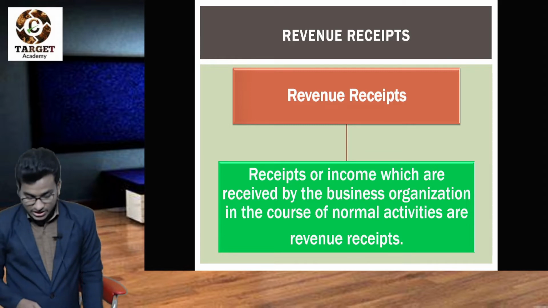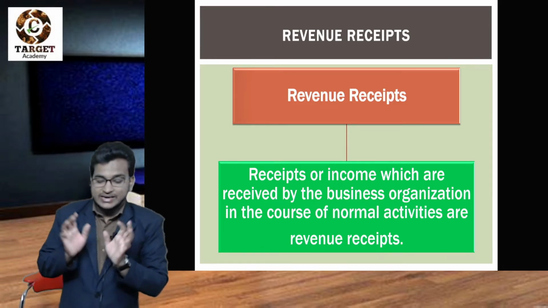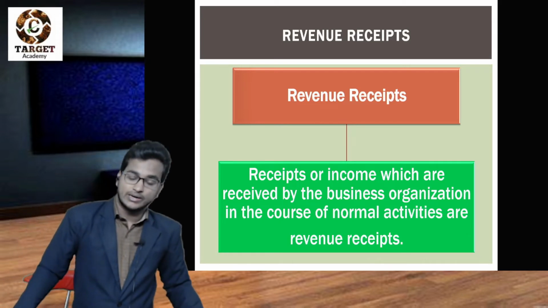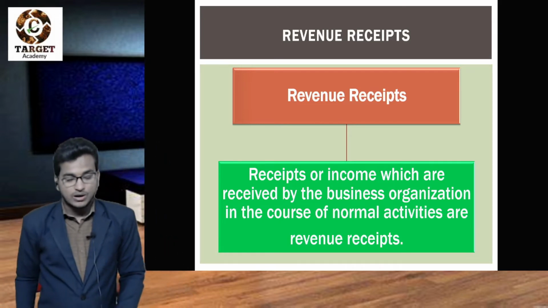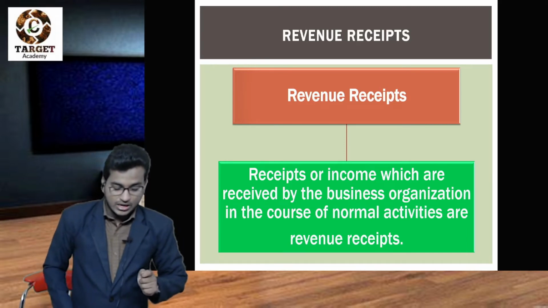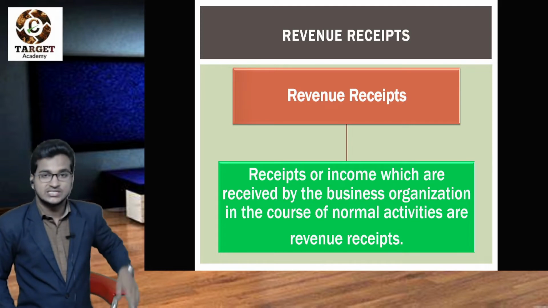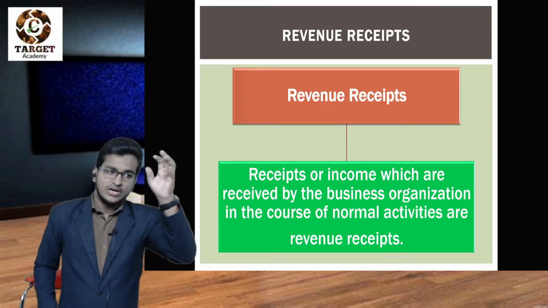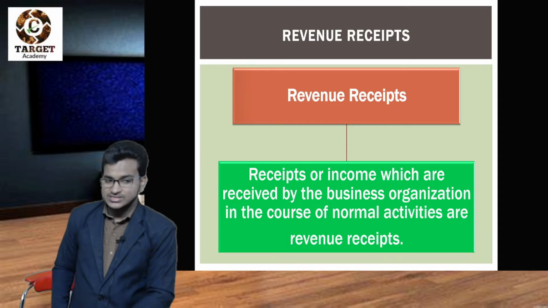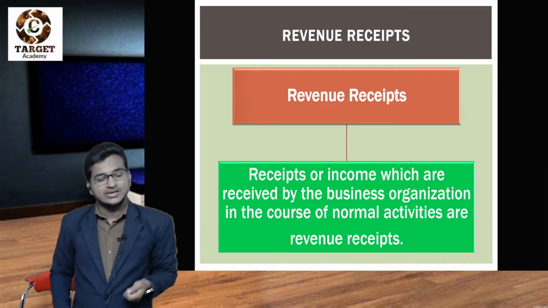And next one, revenue receipts. Receipts is nothing but income, revenue income. A receipt or income which is received by the business entity in the course of normal activity is a revenue receipt. Simple. In the normal course of business activity, whatever we are receiving or whatever we are earning, the income is called revenue receipt.